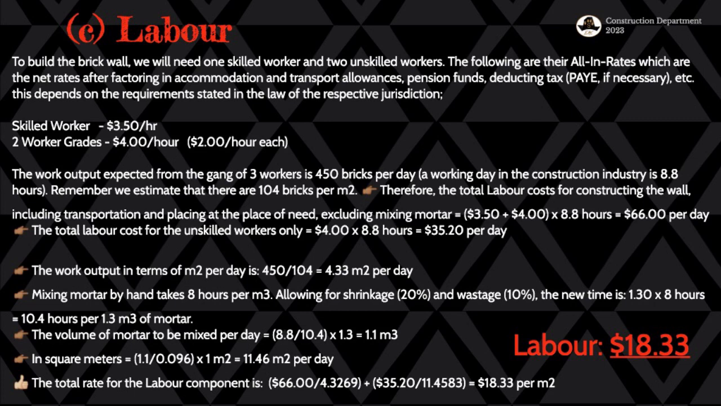We have a skilled worker and two worker grades. These worker grades are the unskilled workers, the assistants of the skilled worker. So the skilled worker will be paid $3.50 per hour, and then the two unskilled workers will be paid $2 each, which totals $4 for both of them. This is different from the concrete video. There is another pricing that we used for the concrete, so the costs were also a bit higher, and also we had three unskilled workers and one skilled worker.